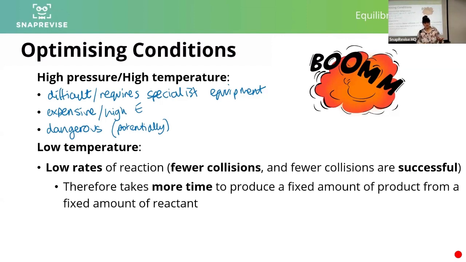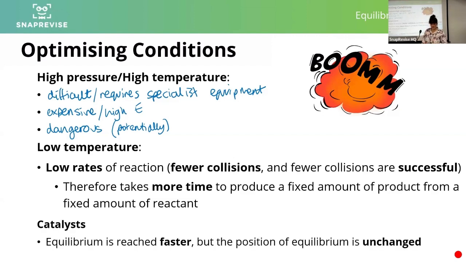Low temperatures, therefore, you might think, well, let's just always do it with a low temperature then. But low temperatures can often mean that you have fewer collisions, and fewer of those collisions are successful. So you have a slower rate of reaction. That means it could take ages for a product to be produced. So lower temperatures aren't always the answer, because you can have lower rates of reaction. So what else could we do?